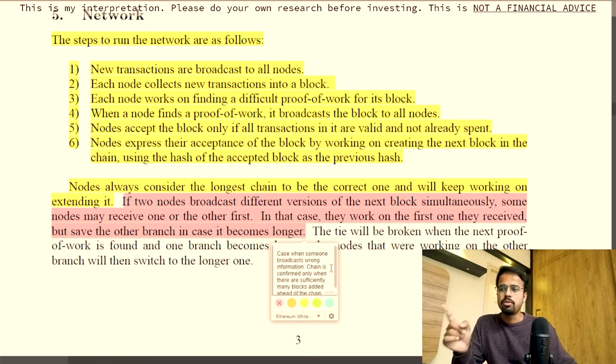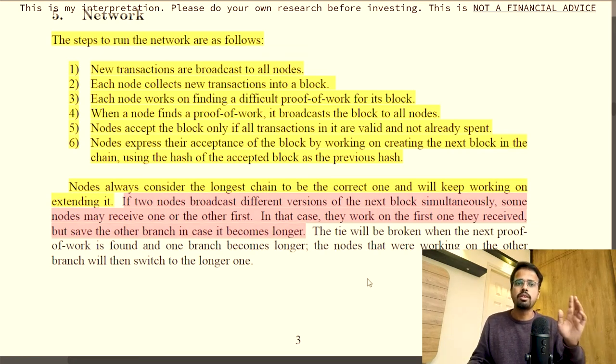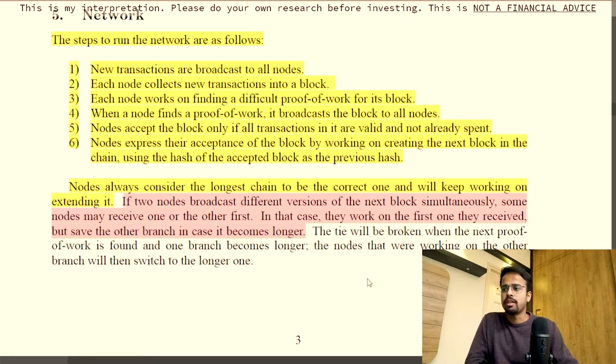A chain is confirmed only when there are sufficiently many blocks added ahead of it. That is called finality time, but we'll not look into that right now. The tie will be broken when the next proof of work is found and one branch becomes longer. The nodes that were working on the other branch will then switch to the longer one.